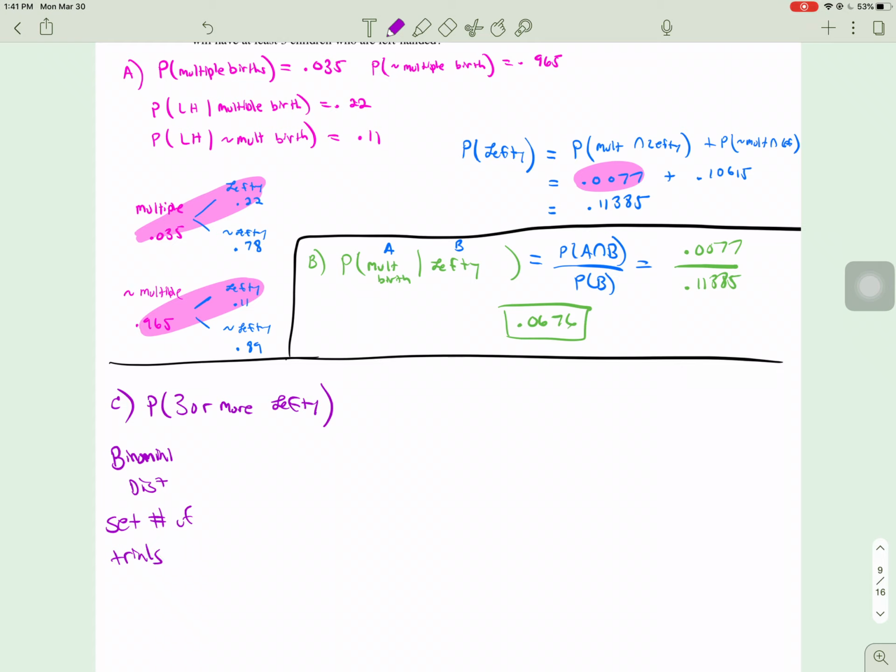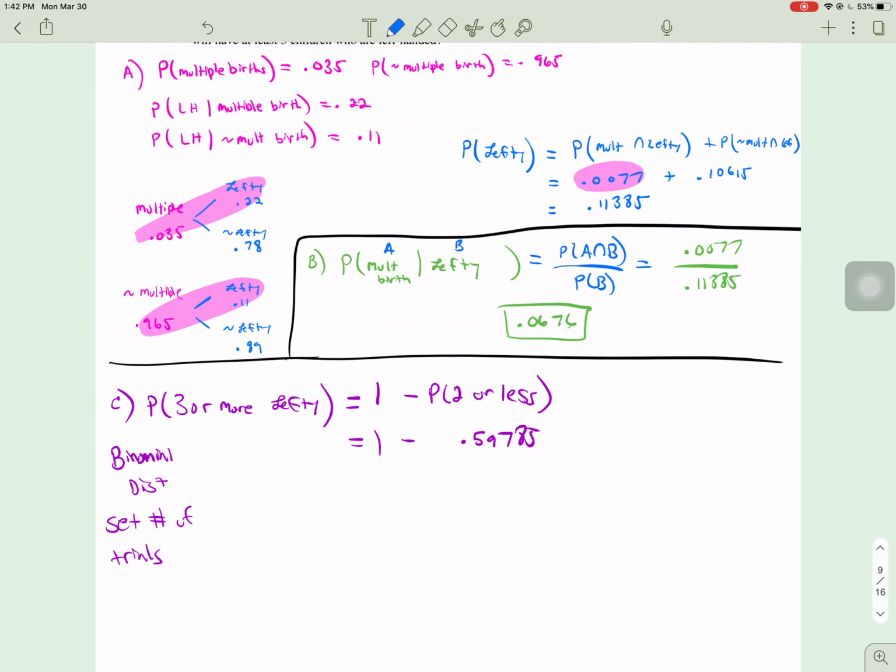So what are they looking for here? Well, this should be pretty fresh in our minds. 3 or more, we can't do that easily in the calculator. You don't want to do binomial PDF for 4, 5, 6, 7, 8, all the way up to 20. So instead, we do 1 minus the probability of 2 or less lefty. So that's 1 minus 0.59785.